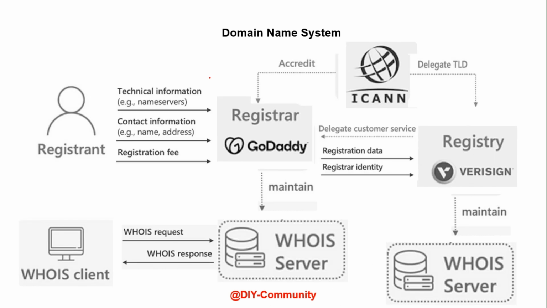Now let's see how this whole domain name system is maintained on the internet. ICANN is managing all that domain name maintenance on the internet. So this whole process has three different roles involved in it. The first one is a registry, the second one is a registrar, and the third one is a registrant. Now let's see one by one what these are.